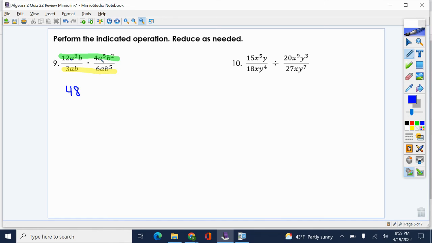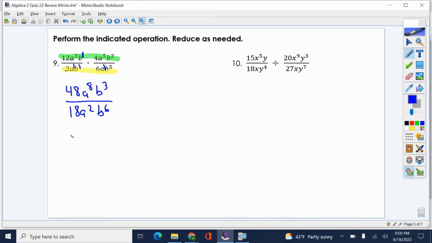A to the 3 times a to the 5. Remember, those exponents are adding, so a to the 8. This is a b to the 1. Remember, put the placeholder if you need it. 1 and 2 makes b to the 3rd. Underneath, 3 times 6 is 18. A to the 1 makes a to the 2. B to the 1, b to the 5 makes b to the 6.